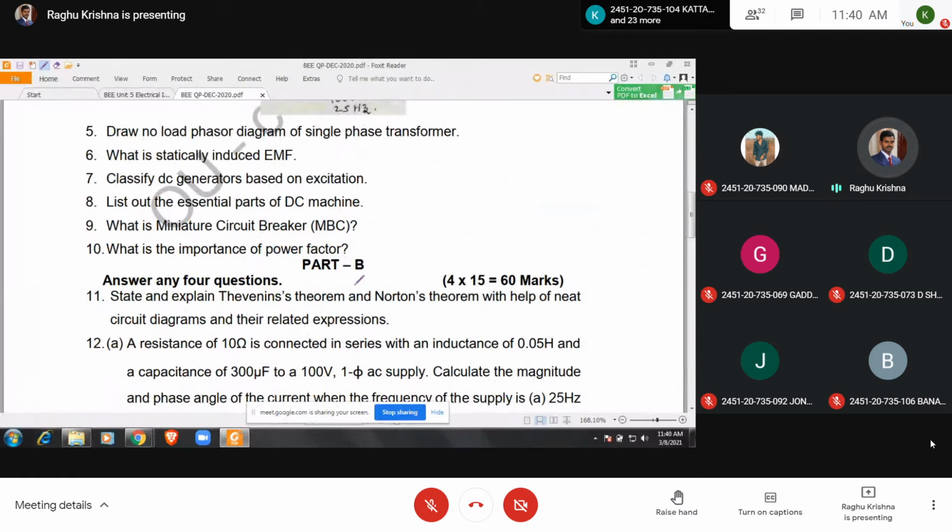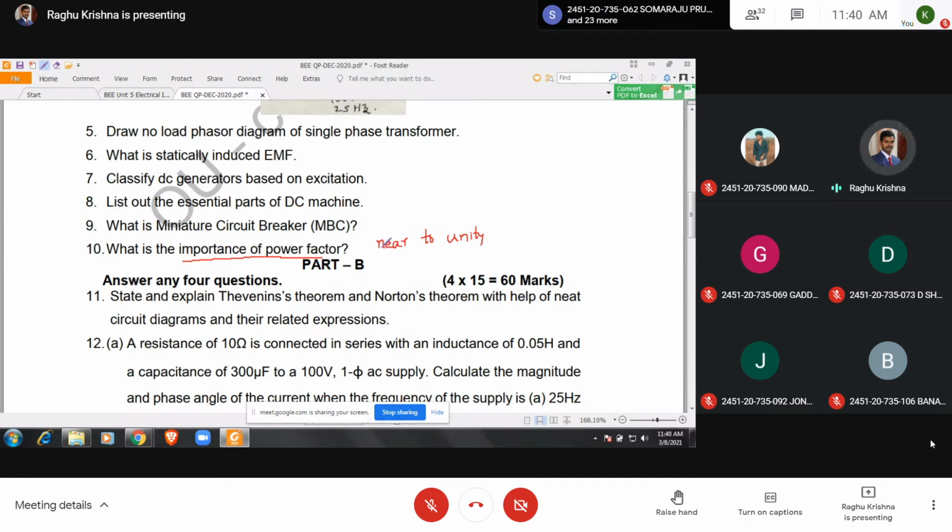What is the importance of power factor? The power factor must be high. It must be near to unity. If the power factor falls, we have to improve it. So why do we have to improve the power factor? Let us see all this.